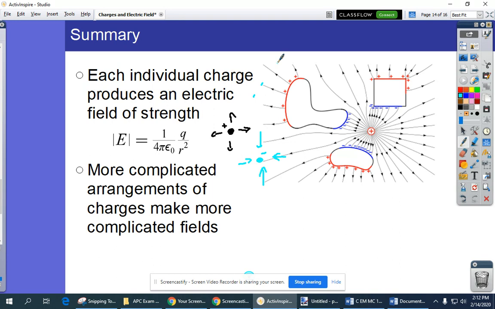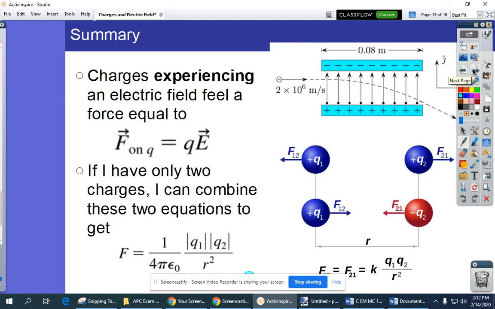Now, if I have a more complicated arrangement of charges, my field, as you can kind of see from this diagram, gets more complicated. So this equation really is only valid for individual charges. Charges in electric fields, if they're experiencing an electric field, they feel a force equal to q times that electric field. And in the special case where I just have 2 charges, or like 3 or 4, and can do all the math myself, I can combine those 2 equations to get Coulomb's law, that the force between them is 1 over 4 pi epsilon naught q1 q2 over r squared.